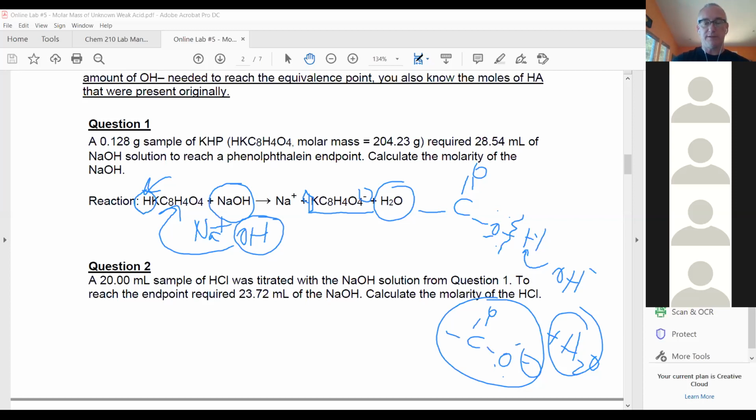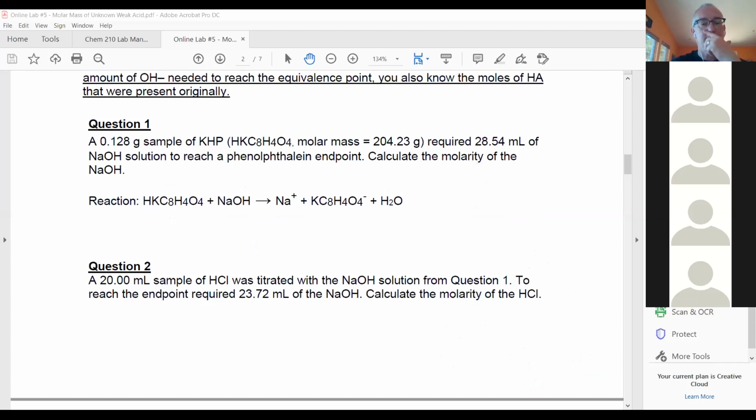And so in order to do that, we need to look at the reaction. What's the molar ratio of hydroxide to KHP in this reaction? This reaction right here. This is our KHP. And there's our hydroxide. What's the molar ratio of KHP to hydroxide? 1 to 1. Mm-hmm.